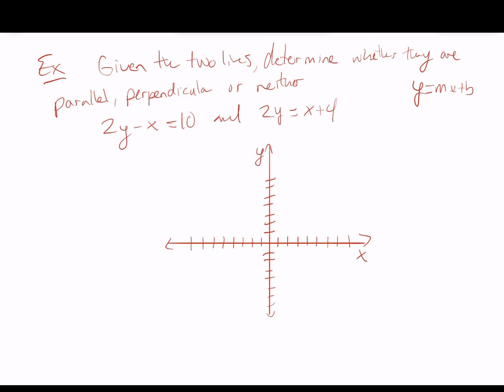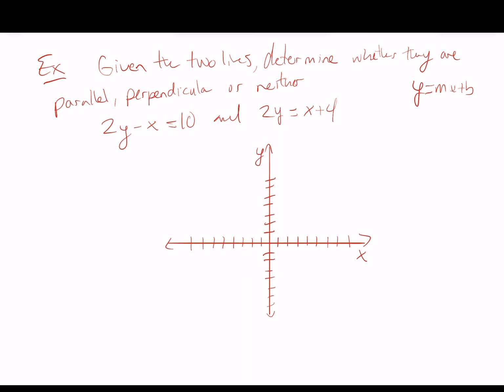If we're given the two lines below, we want to determine whether they are parallel, perpendicular, or neither. So the two lines we have are 2y minus x is equal to 10 and 2y is equal to x plus 4. Now what we want to do is get this into slope-intercept form, y equals mx plus b. So we want to isolate y.